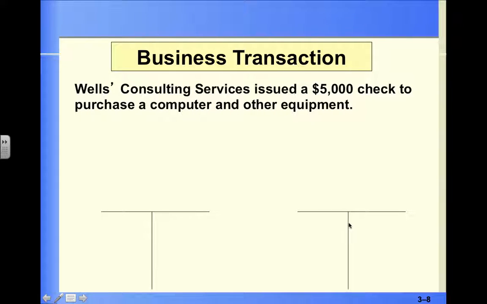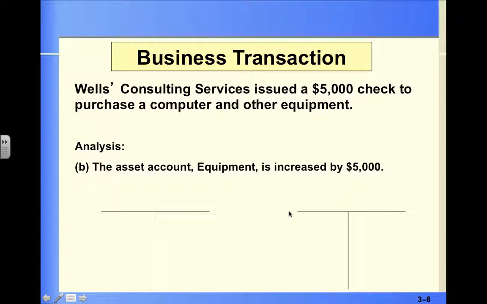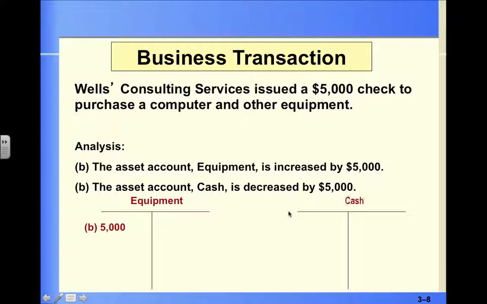Okay, next transaction. Wells Consulting Services issued a $5,000 check to purchase a computer and other equipment. So analysis: they gained an asset and they lost an asset. Now we have to say to ourselves, when you gain an asset, you gain it with a debit, and the debit for an asset is on the left side. And when you spend money, you spend cash, you're going to credit it, and you credit cash on the right. So you increase assets with debits and you decrease them with credits.